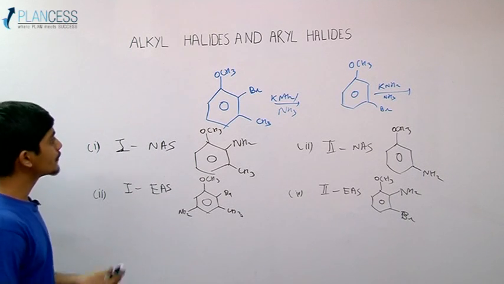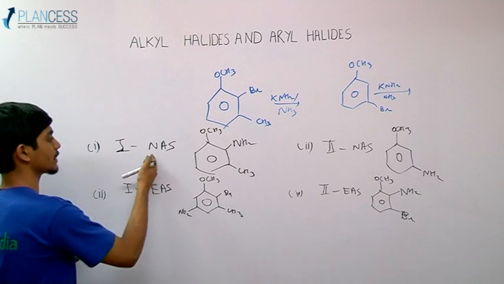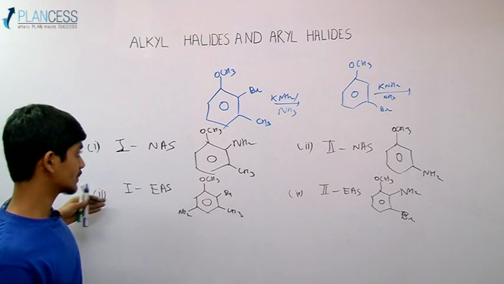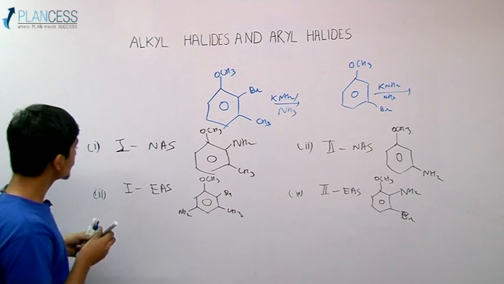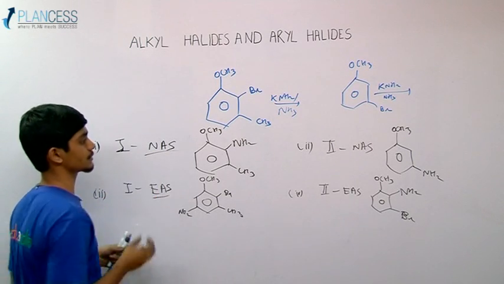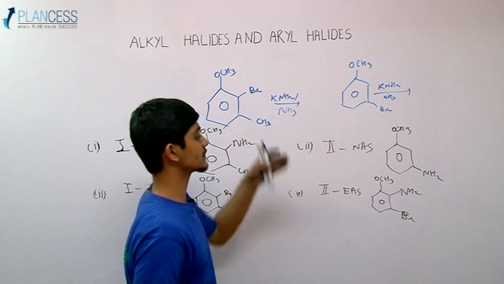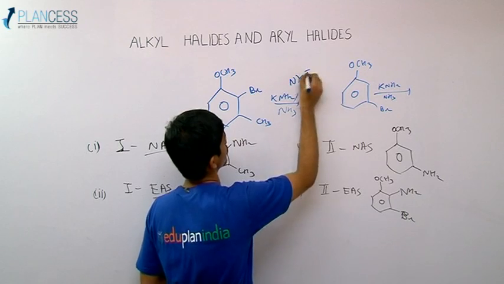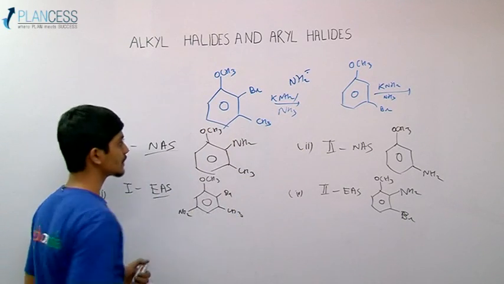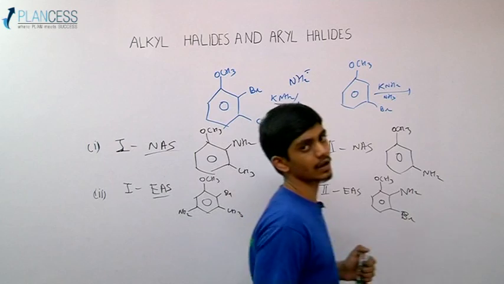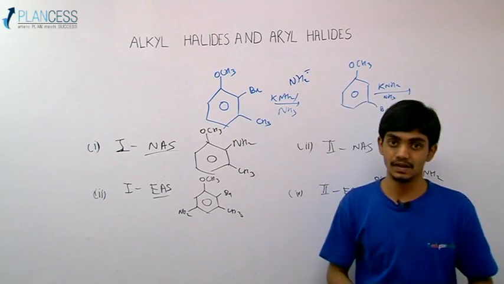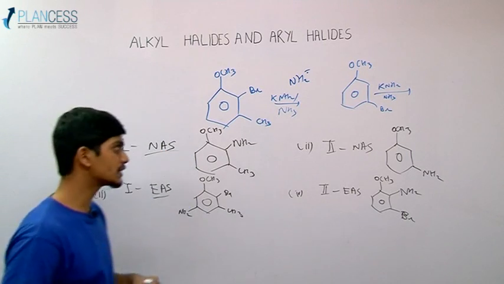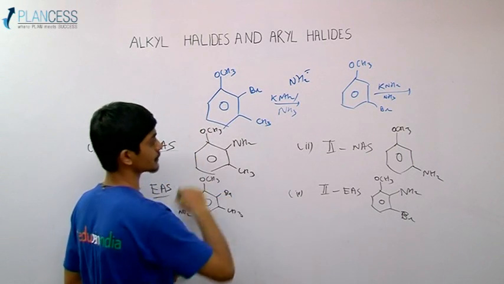The first option says that the first compound shows nucleophilic aromatic substitution and gives this kind of compound. And the third option says that the first compound shows electrophilic aromatic substitution. Now, first of all, what is this KNH2? KNH2 is a nucleophile because NH2 minus is a nucleophile. And this is definitely not an electrophile. This is also a nucleophile because it is a benzene ring, and benzene has pi electron density with it. So this is not an electrophile.